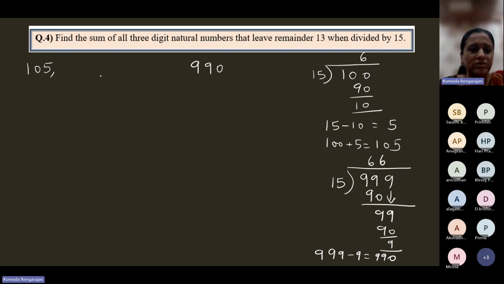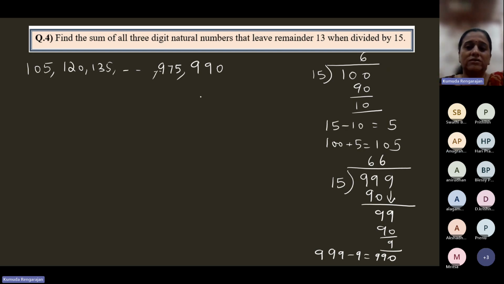So now you can fill the numbers in the middle, because you just have to keep adding 15. So 105, then it'll be 120, then it'll be 135. So on. You can get the previous one, no? 990 minus 15. So 975 is the previous one. So like this, we have generated the AP of all 3-digit numbers exactly divisible by 15.